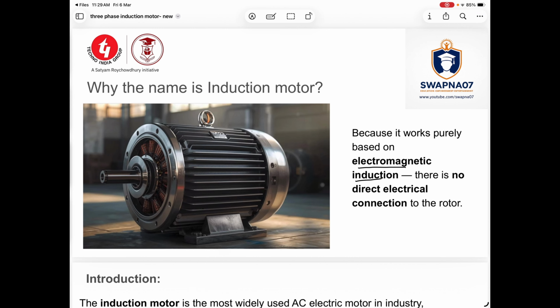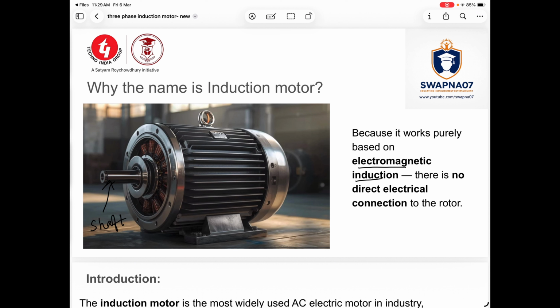Here we can see the induction motor, real photographs of an induction motor, and this one is the shaft. The shaft is connected to the rotor. The middle portion is rotating. The stationary part is the stator. So this motor, the rotating machine, purely works on electromagnetic induction, that is, using Faraday's law of electromagnetic induction. That is why the name is induction motor.